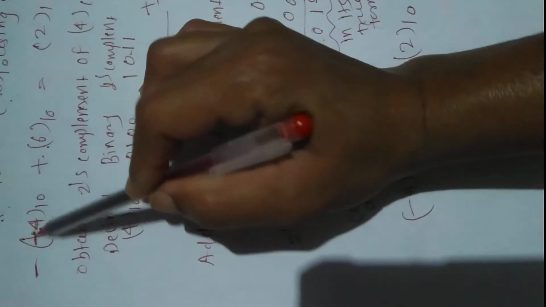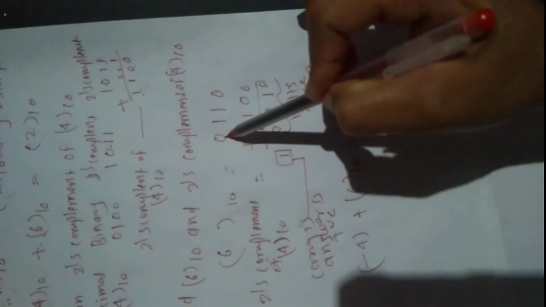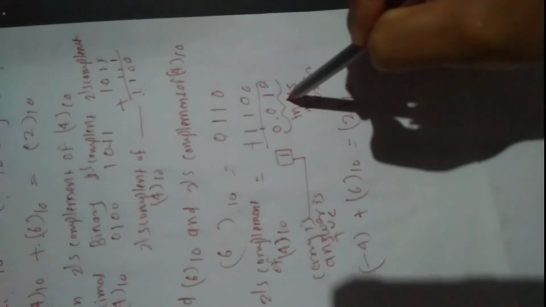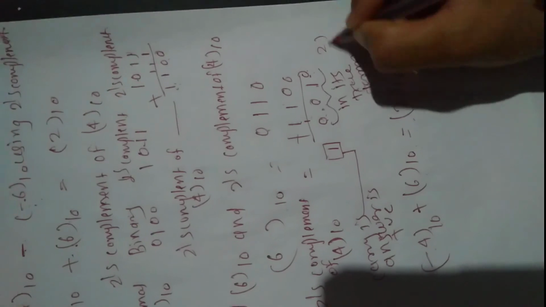This is a negative number, minus 4. So obtain the 2's complement of 4 of 10, 1, 1, 0. Add these two numbers, and we get the answer in true form. The answer is in its true form, and carry 1 is generated, meaning the answer is positive. Minus 4 plus 6 of 10, the answer is 2, and this 0, 0, 1, 0 is represented as the binary number 2. This is the third case problem. Next problem.